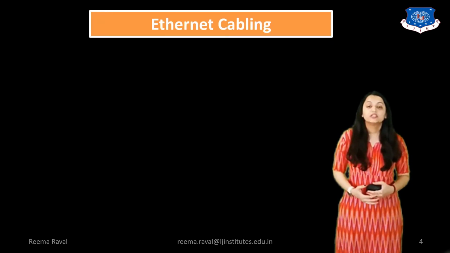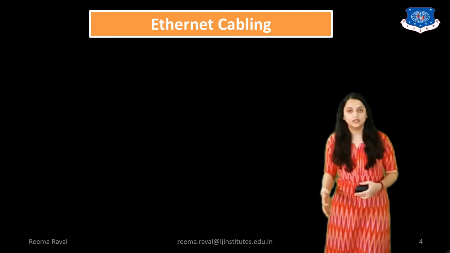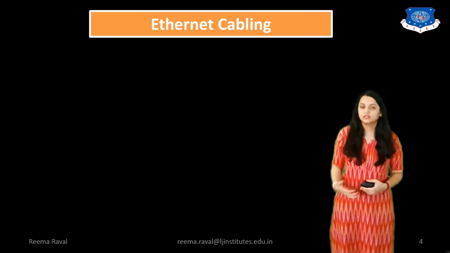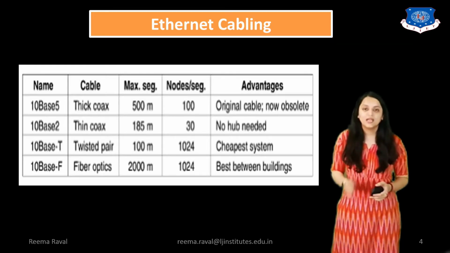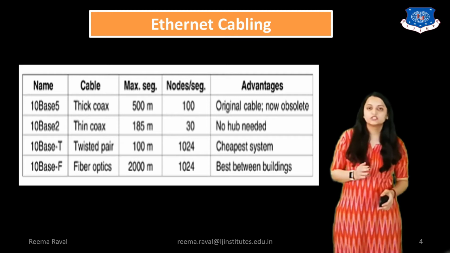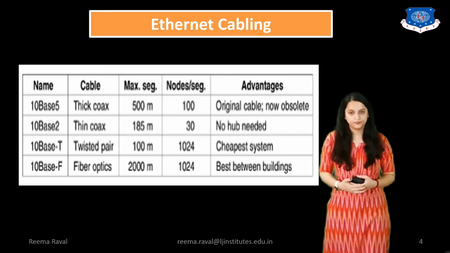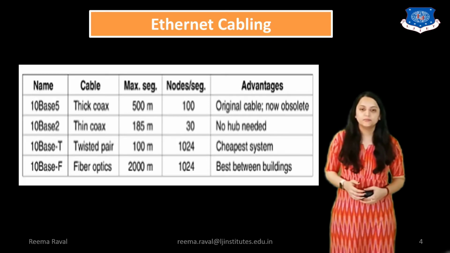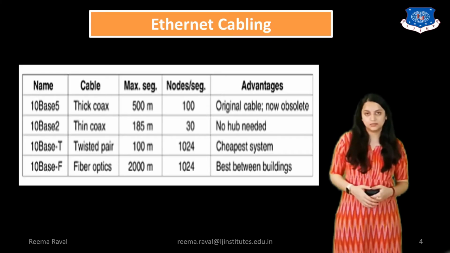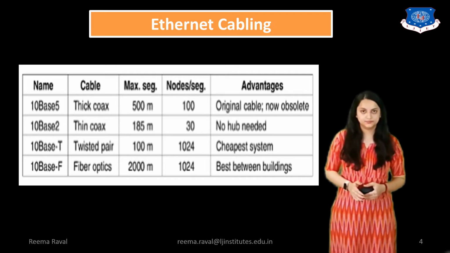Next is Ethernet cabling. Now, for cabling the Ethernet, there are different methods or different cables used. So here the names and the advantages of particular cables are indicated in this table. First one is 10Base5 Ethernet cable, which is a thick coaxial cable, which will have the maximum segment size of 500 meters and it will have 100 nodes per segment.